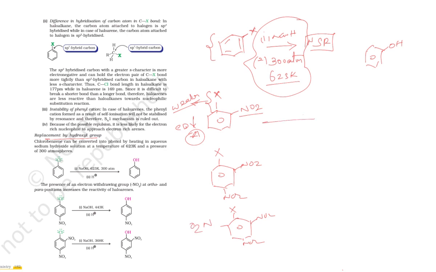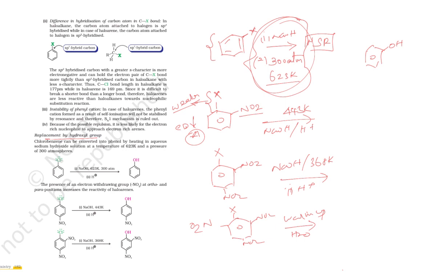But in this case, such vigorous conditions are not needed. For this, 300 atmospheric pressure is not needed. At that time we just have to maintain 443 Kelvin temperature and NaOH, and then an acidic condition. Then for this one, again an acidic condition. Here NaOH is there, but the temperature decreases again to 368 Kelvin. But in case of this one, just warm up with water and we will get the product.